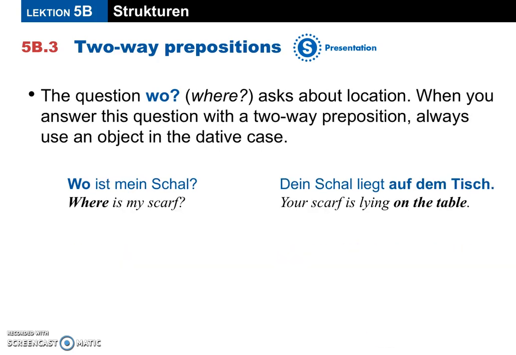And when you can ask wo, where, then the preposition and the noun following take the dative. Wo ist mein Schal? Where's my scarf? And the answer is, dein Schal liegt auf dem Tisch. Your scarf is lying on the table.